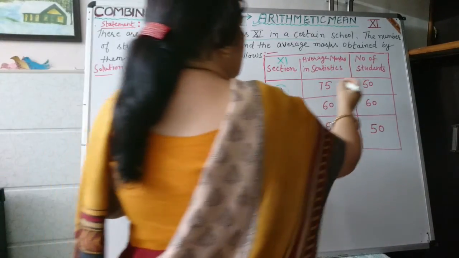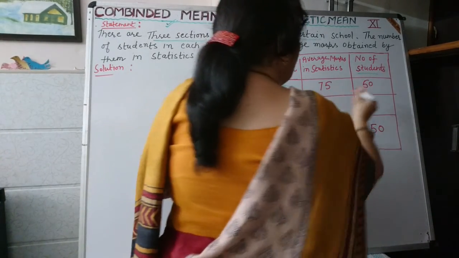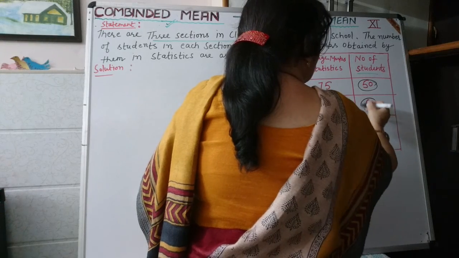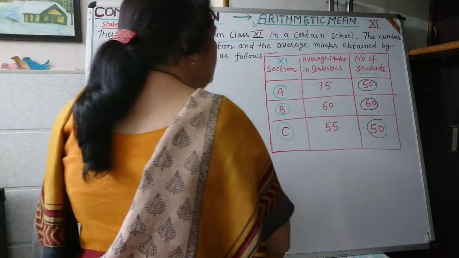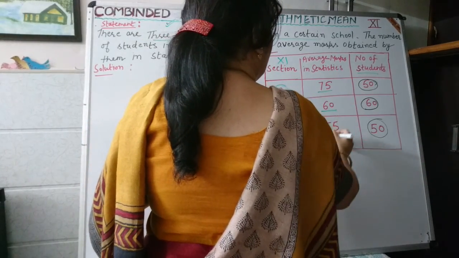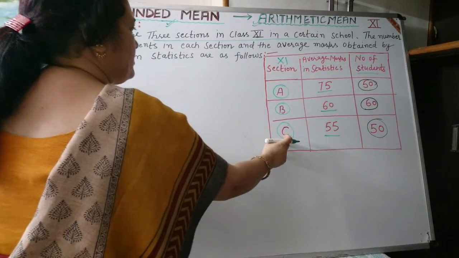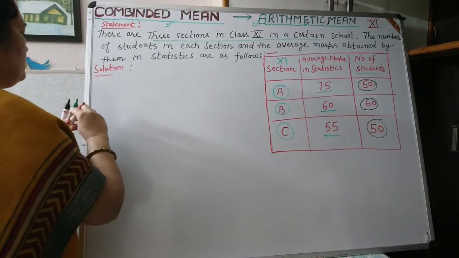The number of students is given: 50, 60, 50. And the average marks in statistics are also given: 75, 60, and 55 in section C. So let us start the solution.